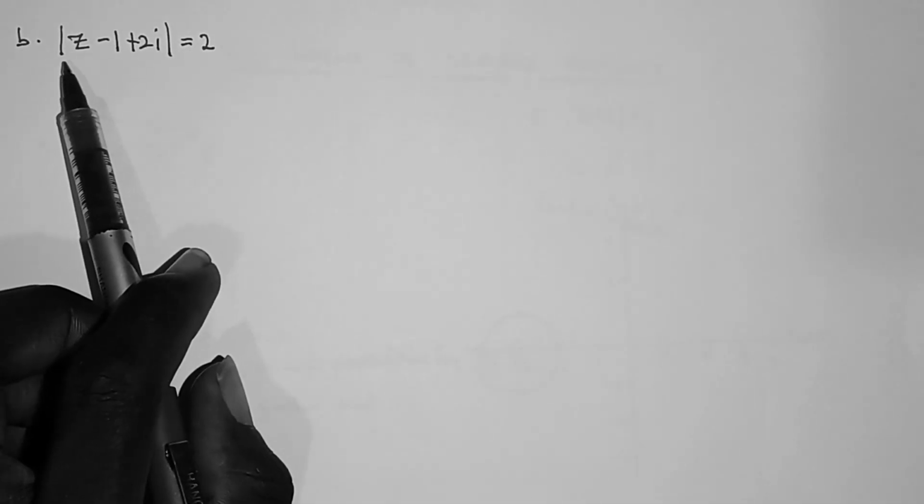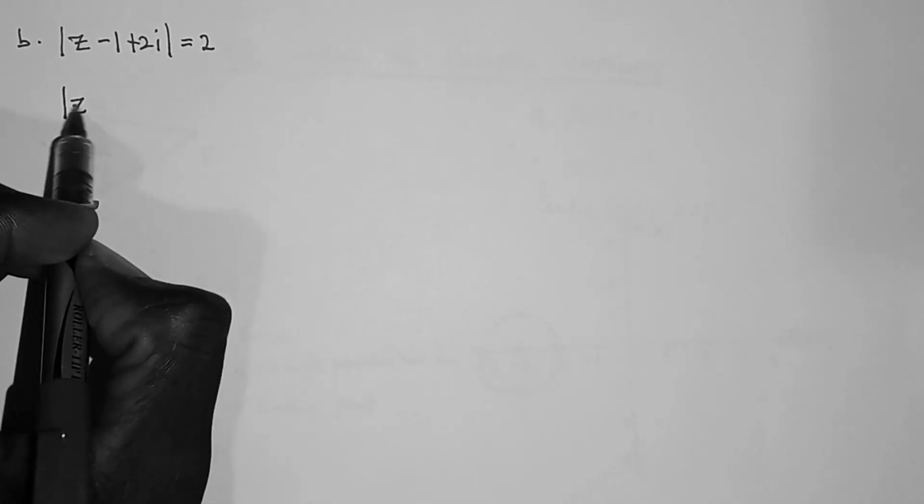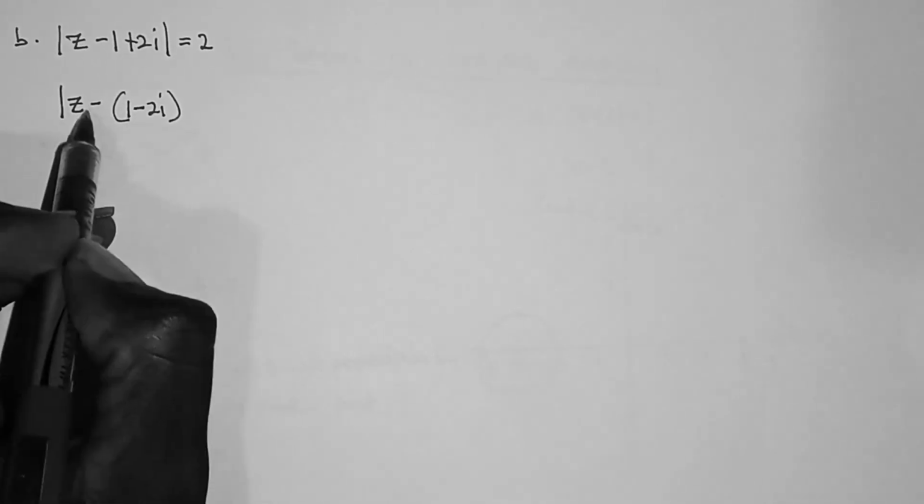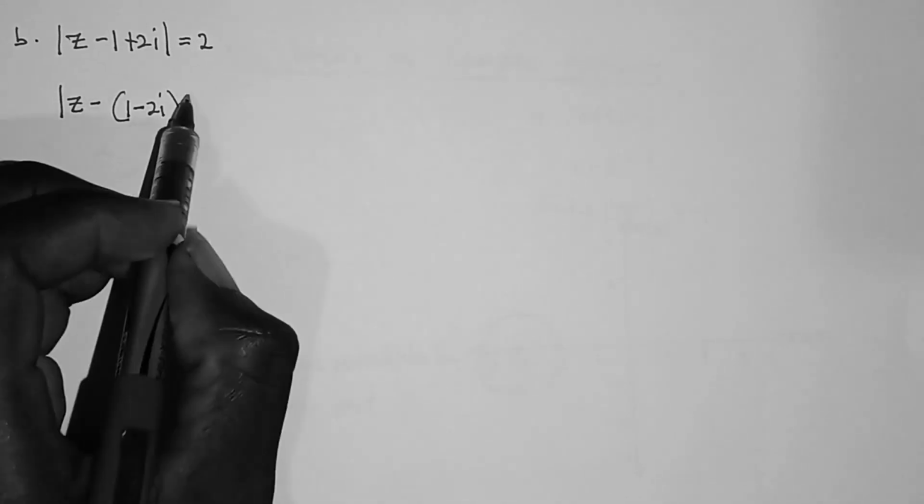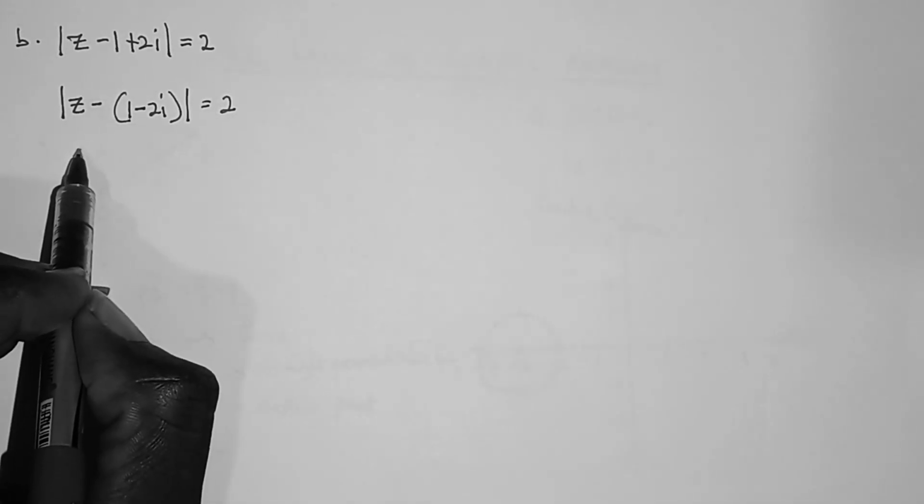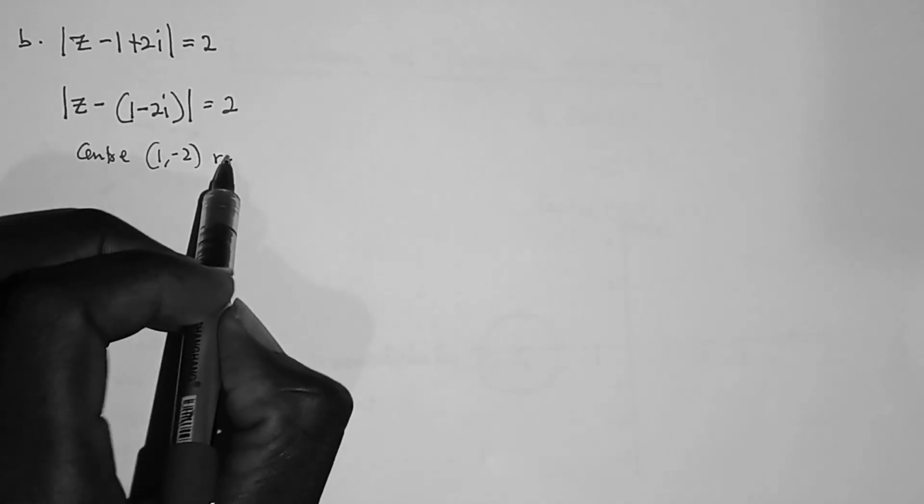What if we were given modulus of z minus 1 plus 2i equals 2? So let's sketch the locus of this complex number on an Argand diagram. You write it as z minus, into brackets, 1 minus 2i, such that if we multiply by this minus 1, we'll get back our plus 2i, equals 2. So this is a circle with center (1, minus 2) and radius r equals 2.